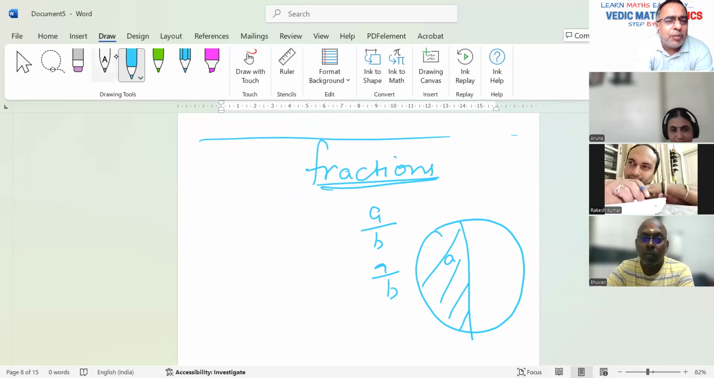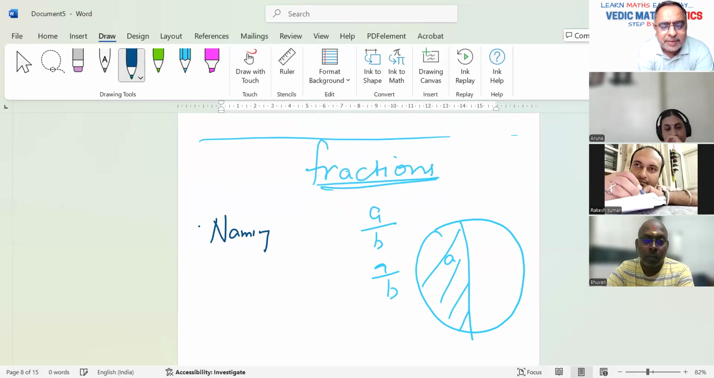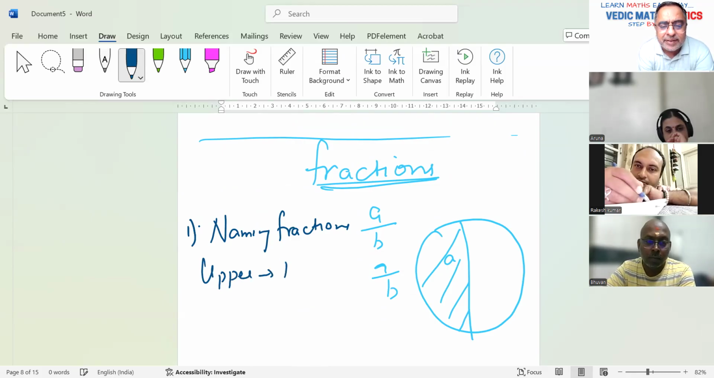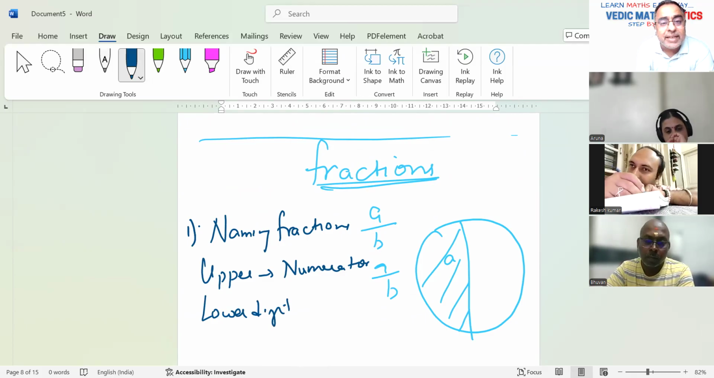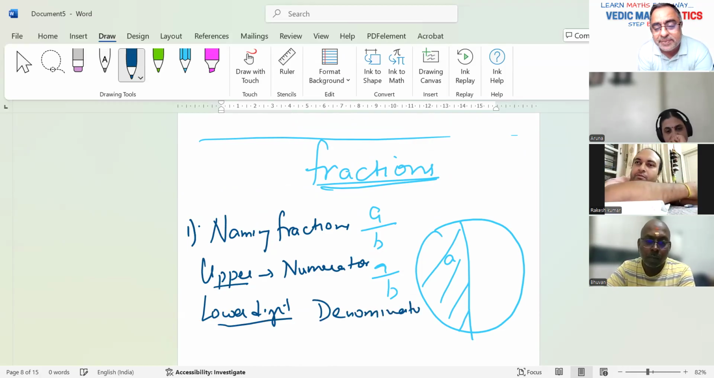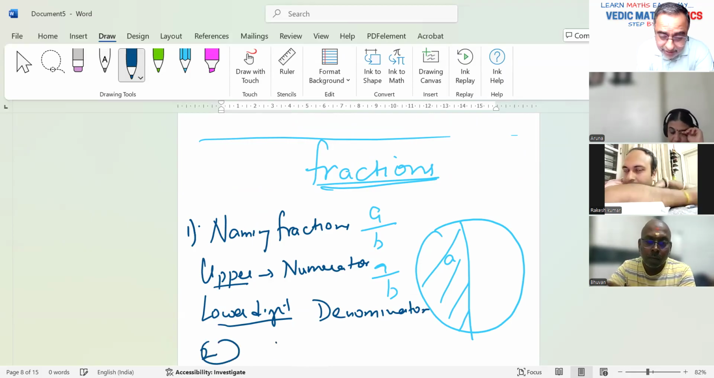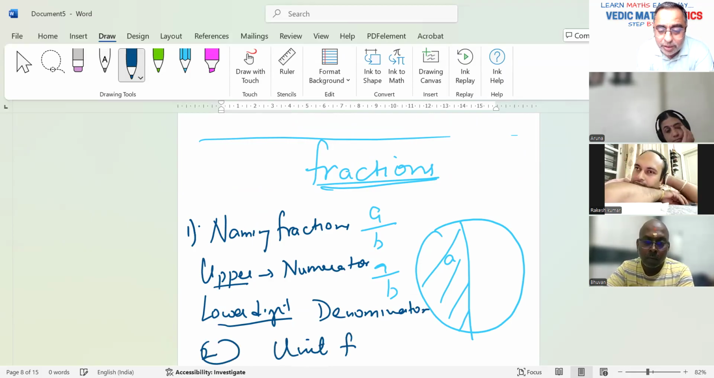So how do we name the fractions? The upper digit is called the numerator and the lower digit is called the denominator, because I said it is in the form of a by b. Then there is a unit fraction. What do you mean by unit fraction?